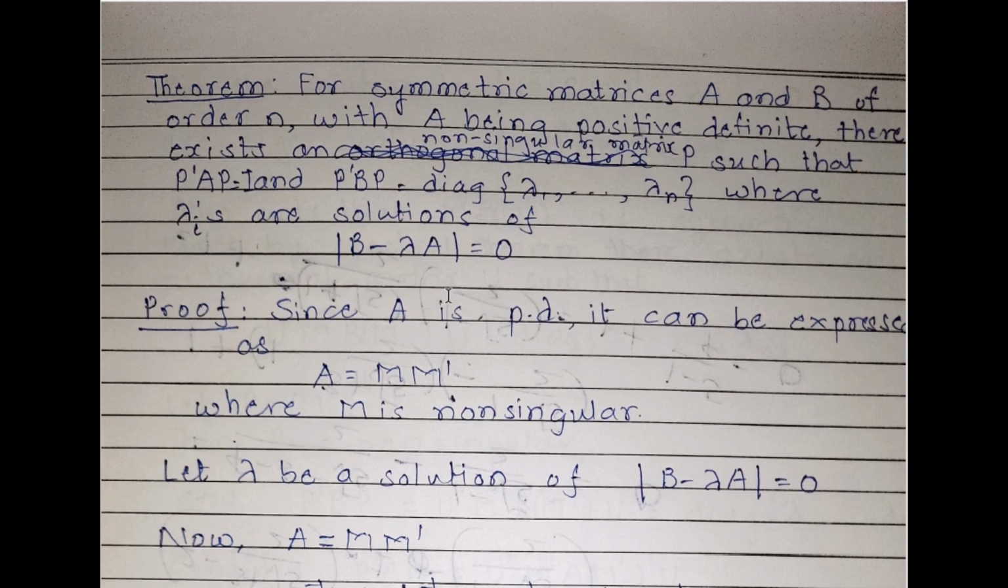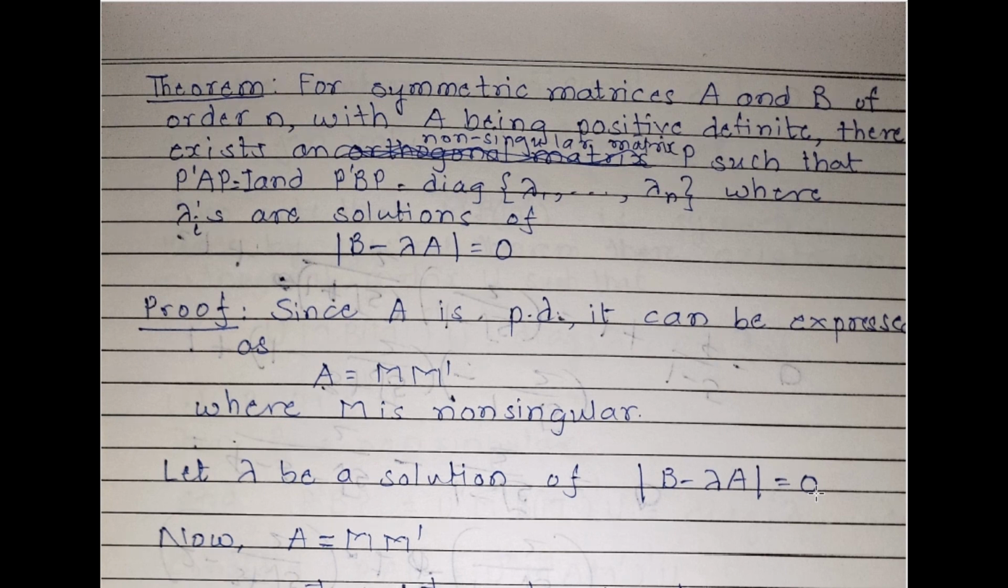Since A is a positive definite matrix, we can write A as the product of M and M transpose, where M is a non-singular matrix. This result you might have studied already, so I don't need to show you where I got this, but I hope it's familiar to you. So let lambda be a solution of the determinant of B minus lambda A equal to 0. Now what we need to prove is that I can create a matrix P such that P prime AP will be identity and P prime BP will be a diagonal matrix of these lambdas.